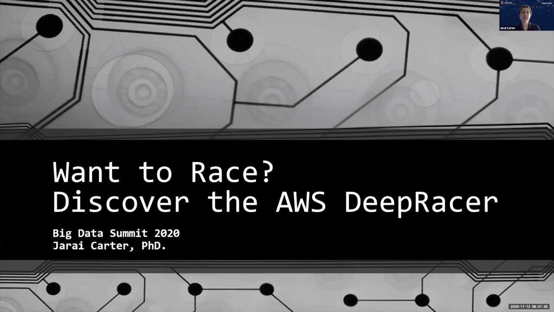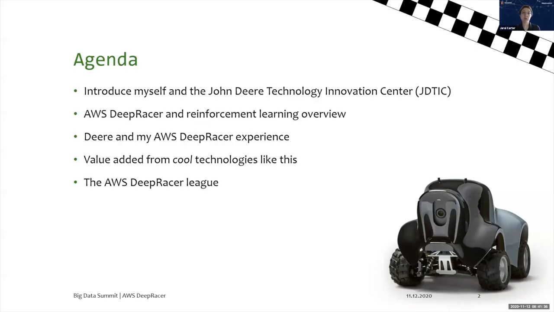And today I want to take a little bit of time and talk to you all about the AWS DeepRacer and my experience with it. So just a quick agenda of the topics that I'll be covering today. So I've already been introduced, but have a little slide about myself, and then also talk a little bit about the John Deere Technology Innovation Center, which we abbreviate as JDTIC. And I'll also talk a little bit about the AWS DeepRacer and what reinforcement learning is. Then also go over my experience with the DeepRacer, with the Deere competition, and discuss some value added from cool technologies like this. And last but not least, talk about the DeepRacer League itself and some future plans with that.